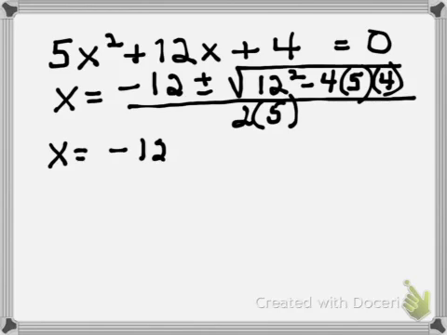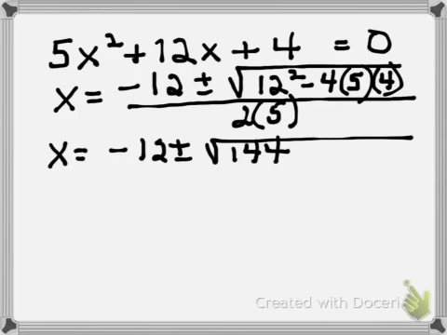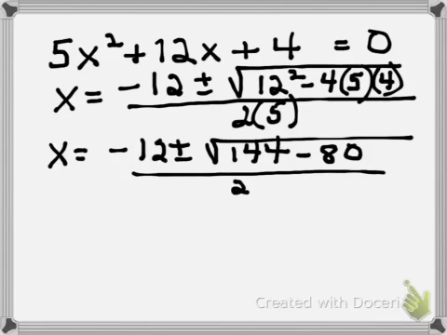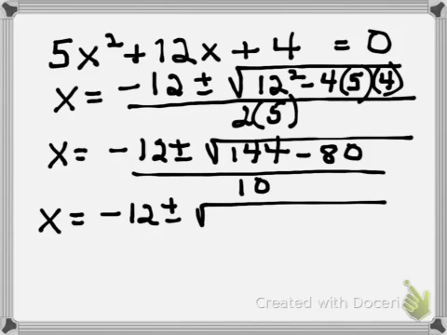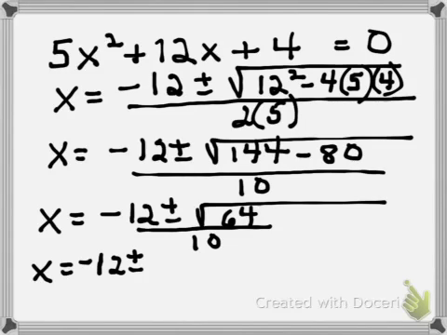So we're getting negative 12 plus or minus the square root of 12 squared is 144. And minus 4 times 5 times 4 is going to give you minus 80 over 2 times 5 is 10. We have x is equal to negative 12 plus or minus the square root of 144 minus 80 is 64 over 10. So x is equal to negative 12 plus or minus the square root of 64 is 8 over 10.